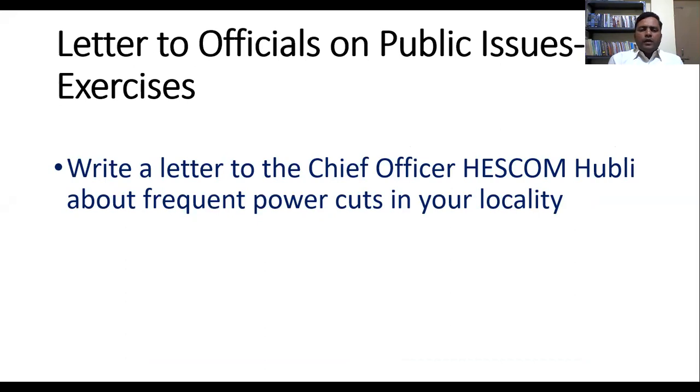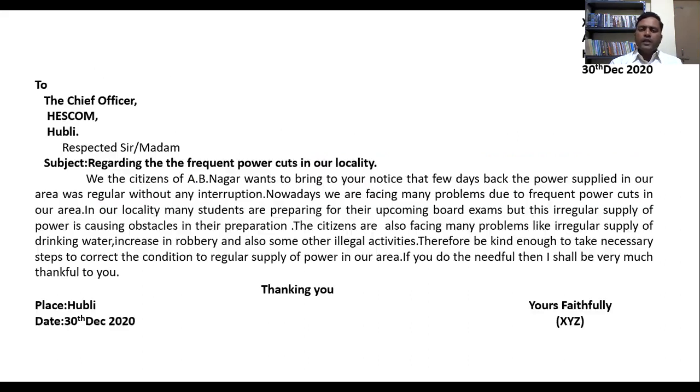So here, one of the subjects is: write a letter to the chief officer, HESCOM Hubli, about frequent power cuts in your locality. So the subject here is frequent power cuts. Whom do you write the letter to here? To the chief officer, HESCOM Hubli.